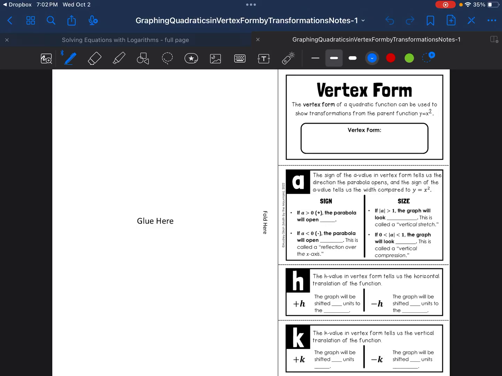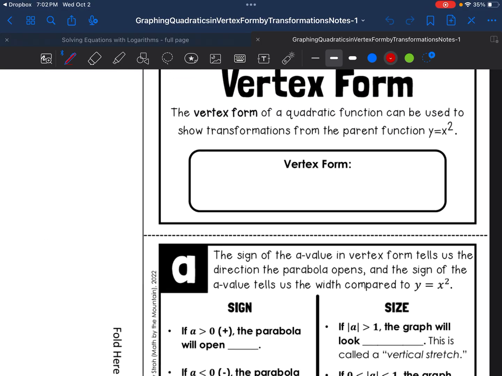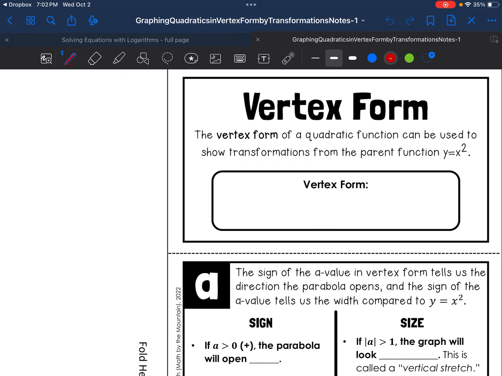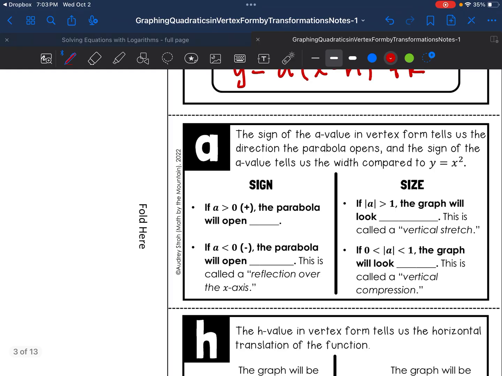Okay, for our notes today, it's basically the same thing we did in our notes last time, but I want to make sure we have lots of examples. So vertex form is the same as graphing form, so our equation for that is y equals a times (x minus h) squared plus k.